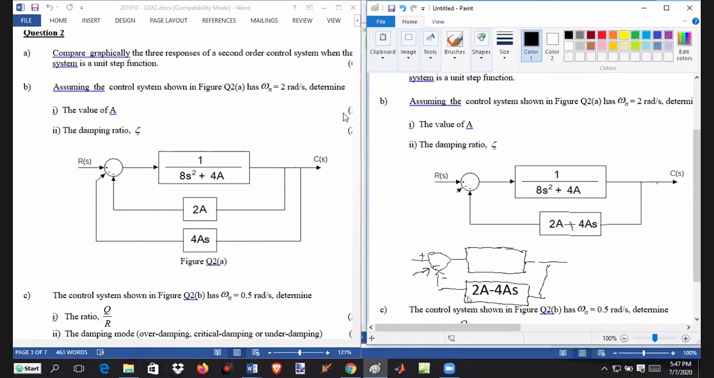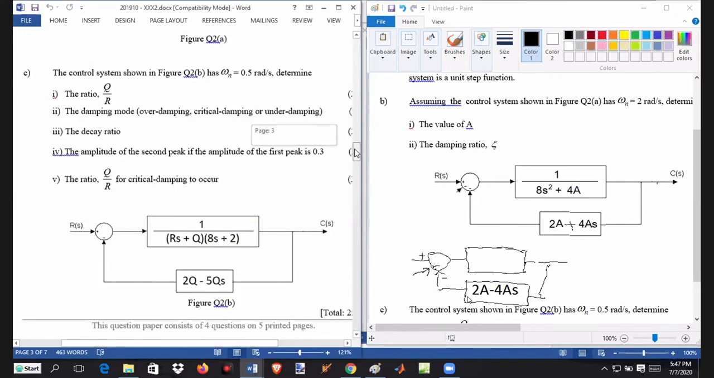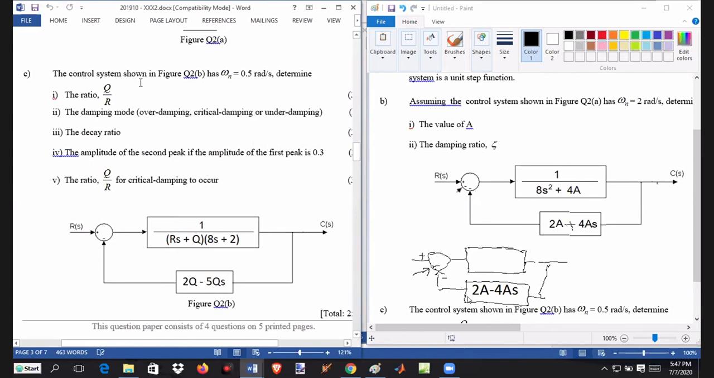Now see what other question. The other question is tougher. The next one down is slightly tougher. I will go through this one. The control system shown in figure Q2, this figure here. Now, left hand screen there, look at the diagram there. It has omega n 0.5, determine the ratio Q over R.